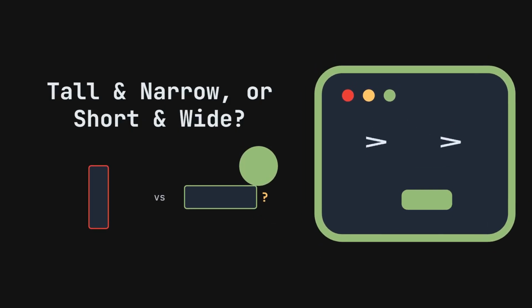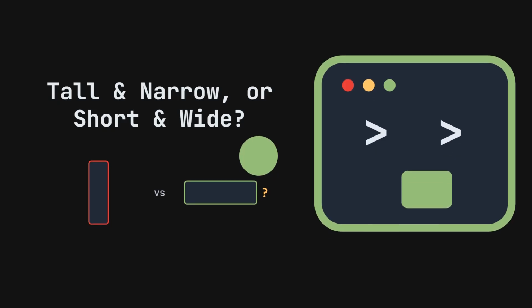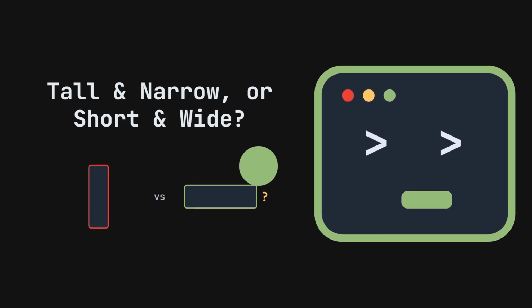Most people picture a tree as tall and narrow. A database index is built the exact opposite way. Why?